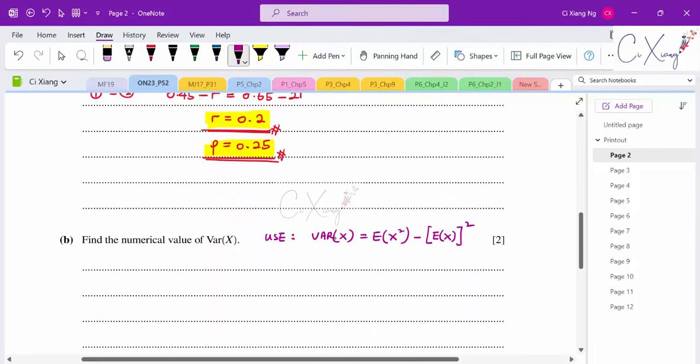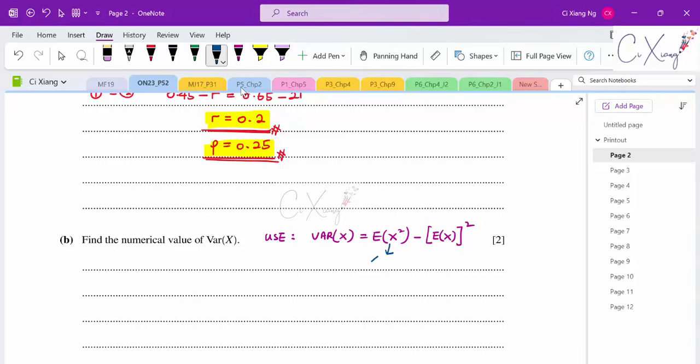Before I can find the variance, I need to find the value of the expected value of X squared first. What's the general formula for the expected value of X squared? It is the summation of x squared multiplied with the probability. That means you square the value of x, multiply with the probability, and then add all of them together. So we'll start with the expected value of X squared first.